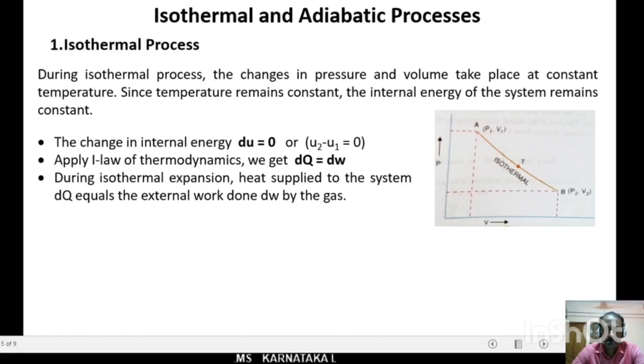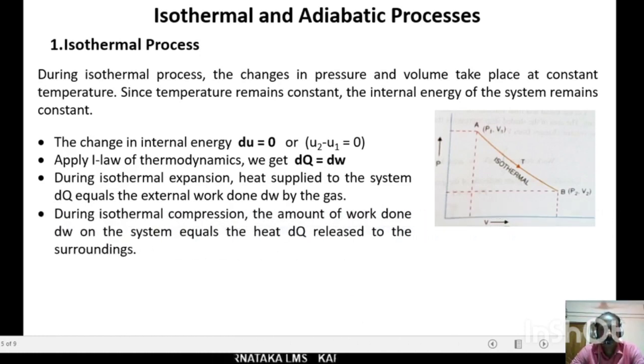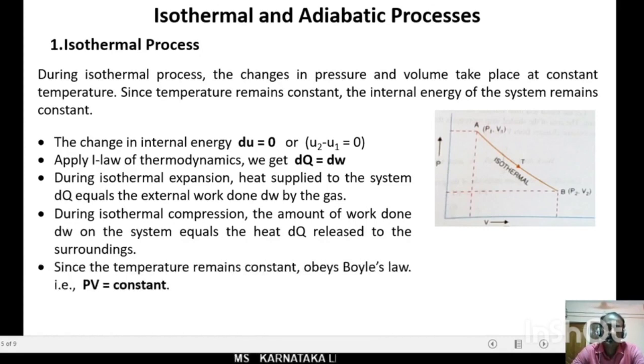If you move the piston inside, that means if you push the piston, then it undergoes compression. During isothermal compression, the amount of work done on the system equals the heat released to the surroundings. Since the temperature remains constant, it obeys Boyle's law. That means PV equals constant.